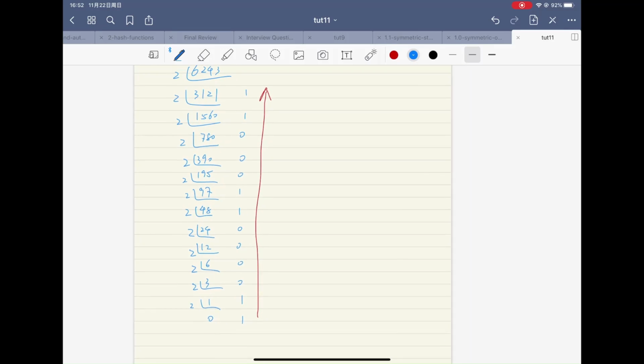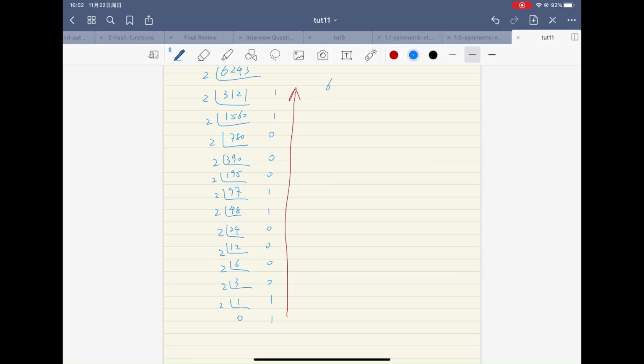We got 6243 base 10 is just 1100001100011 in base 2.